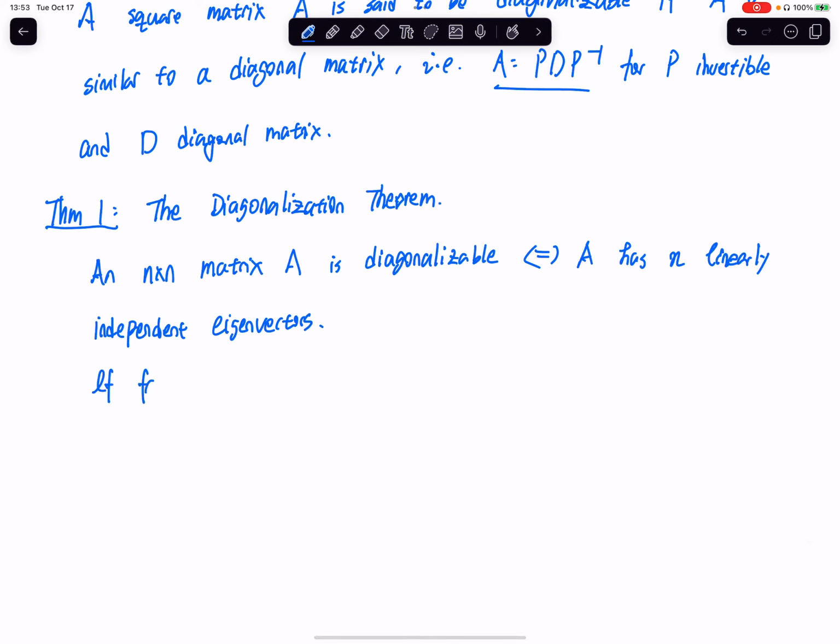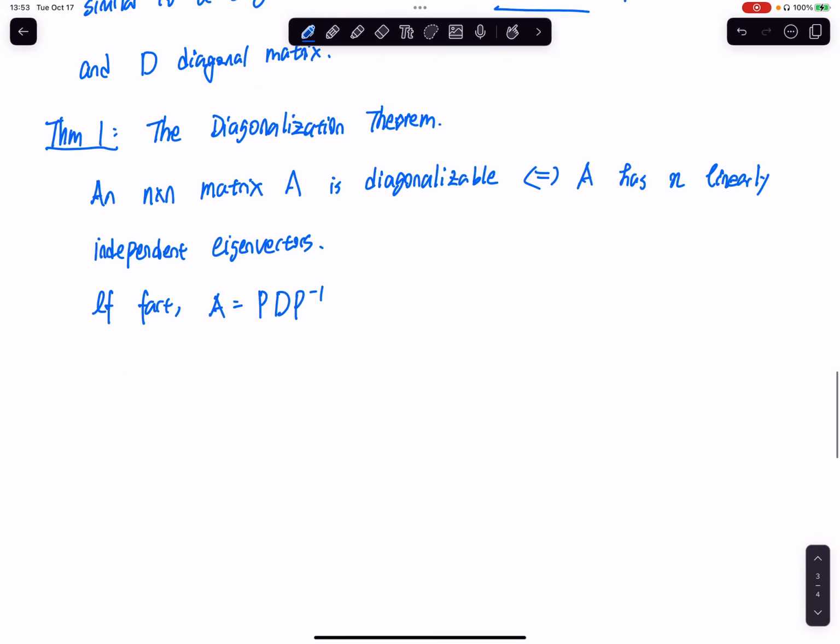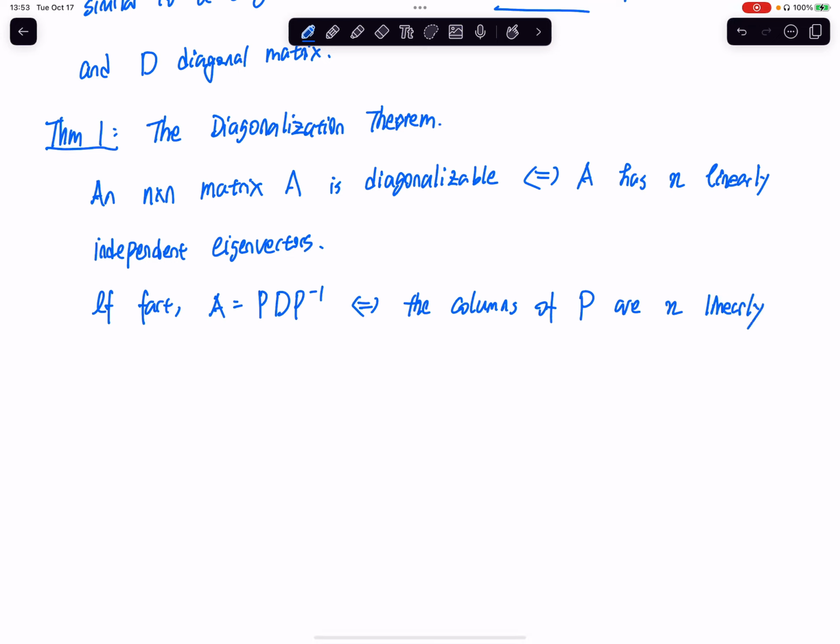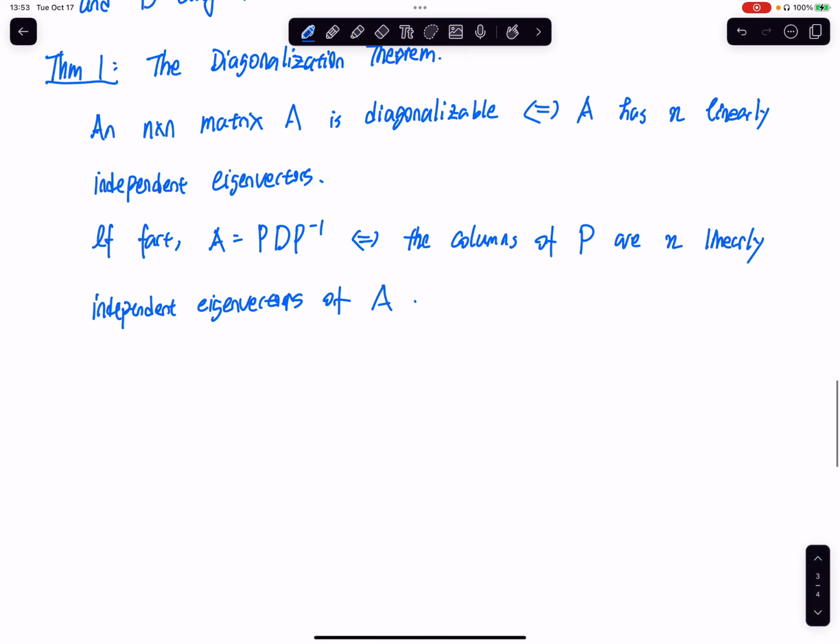So in fact, A equals PDP inverse, with D a diagonal matrix and P invertible, if and only if the columns of P are n linearly independent eigenvectors of A. And in this case, the diagonal entries of D are obviously the eigenvalues.